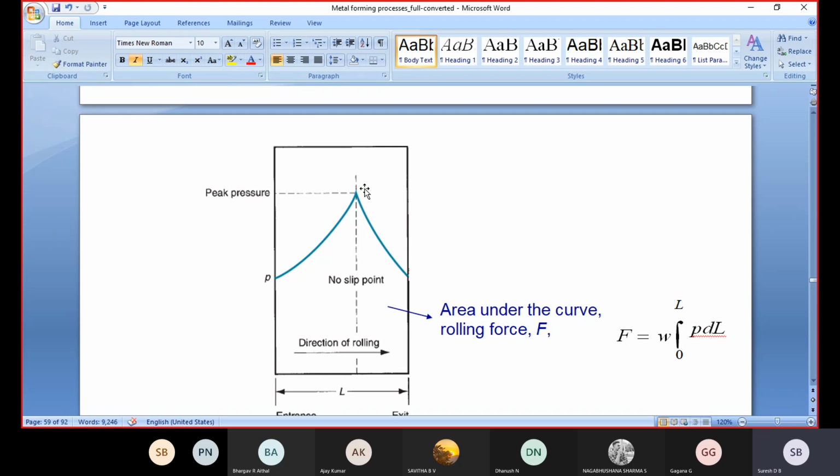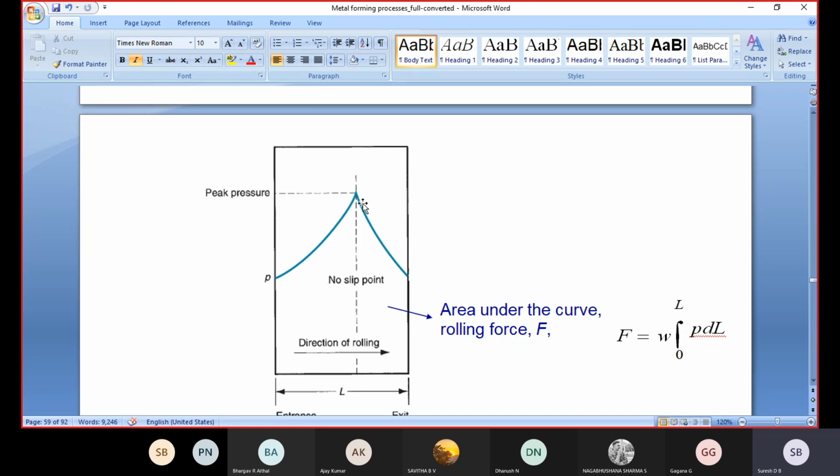Why is the maximum force required exactly at the center of the rollers? Because exactly at the center the maximum compression is present. Due to maximum compression, maximum force or load is required to compress the material and reduce the thickness of the component. The material is continuously moving left to right between the two rollers, and exactly at the center the maximum load or force is required.